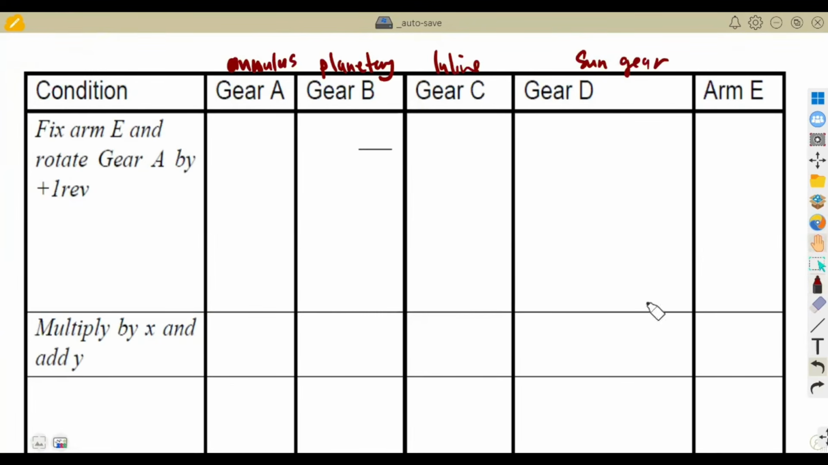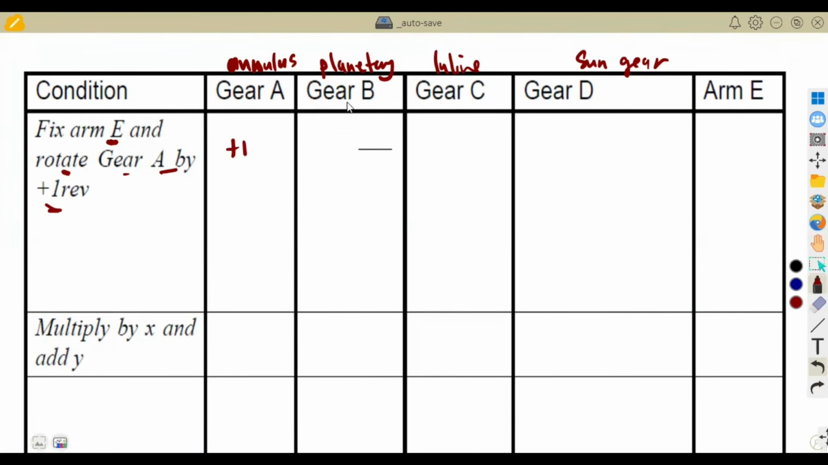The first condition that we are given is to fix the arm. You have to fix the arm and rotate gear A by 1 revolution. It's a fixed thing that you're supposed to know always. There is no way you're going to rotate minus 1 revolution. It's always: you fix the arm, you rotate the annulus. So the annulus is our gear A, so it's just going to be a +1 revolution there.